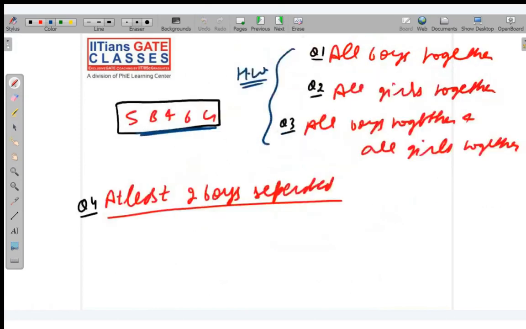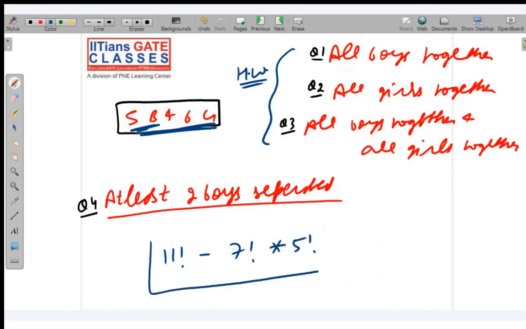It is the all vowels not together kind of thing. So let me do it, no problem. At least 2 boys separated means what? Again a complementary problem. So 5 boys and 6 girls, so a total of 11 factorial ways, minus all boys together. If you consider all boys together, then you will apply glue over it. So 6 girls plus 1 thing, so 7 factorial ways, multiplied by the 5 boys arranged among themselves, 5 factorial. So this is my answer for at least 2 boys separated.